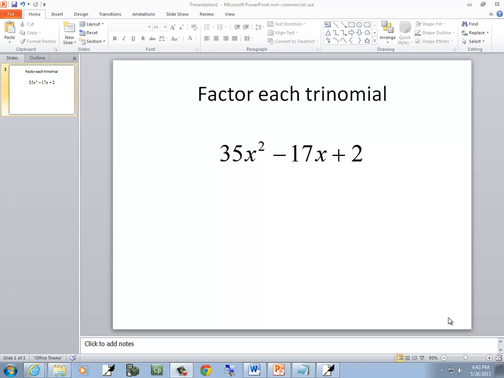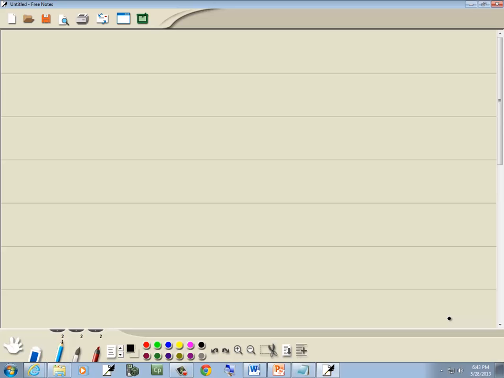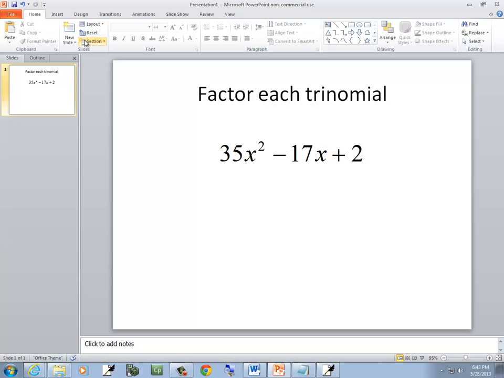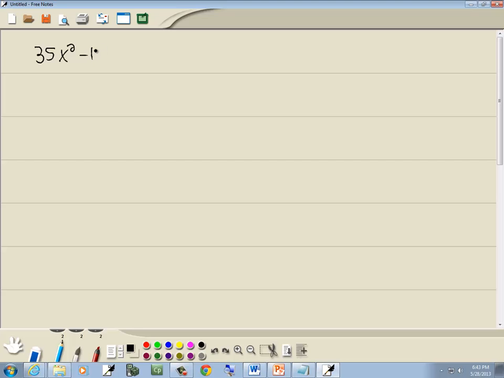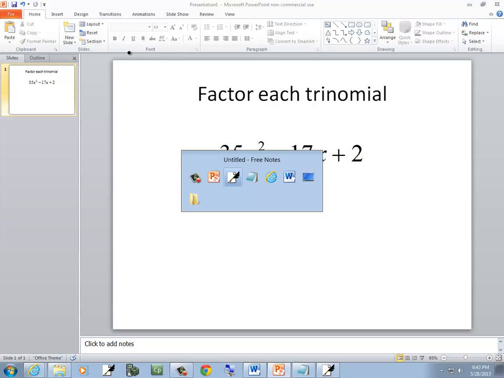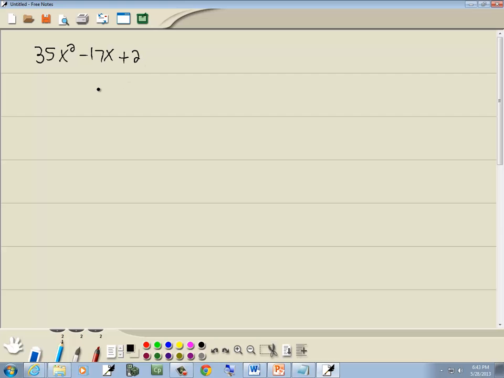Let's take a look at this problem. We've got 35x squared minus 17x plus 2, and I want to factor it. First method we look at is GCF, but all three terms don't have anything in common. Next method is grouping, for four terms. That doesn't fit. These are only three terms.